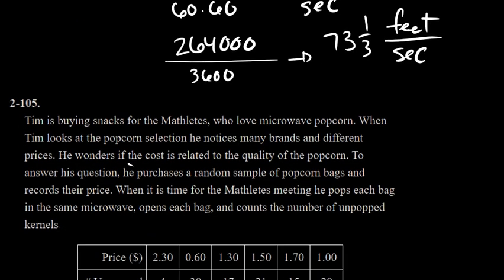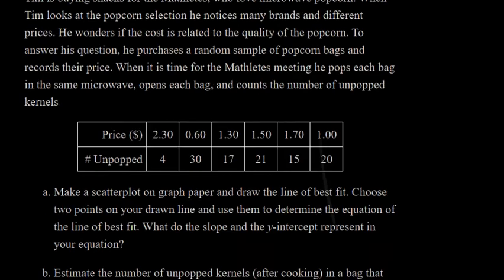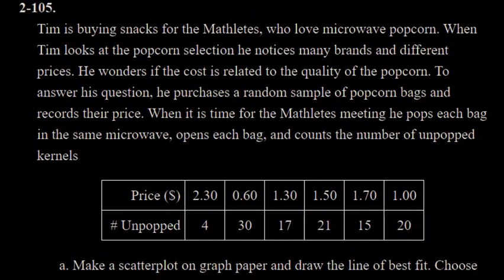Okay, let's move on to question 105. And it looks like it's the last one. So Tim, mathletes, I like mathletes. Tim is buying snacks for the mathletes who love microwave popcorn. Of course they do. Tim looks at the popcorn selection. He notices many brands and different prices. He wonders if the cost is related to the quality of the popcorn.